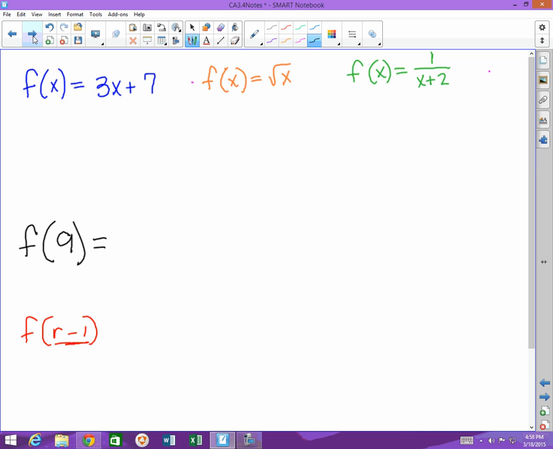And so here we have three examples of functions. First one is f of x equals 3x plus 7. Second one is f of x equals square root of x. Third one is f of x equals 1 over x plus 2. So our implied domain for these, this one, 3x plus 7. You can substitute any number in for x and you can come up with an answer. So the implied domain would be from negative infinity to infinity. Another way to say that would be all reals.